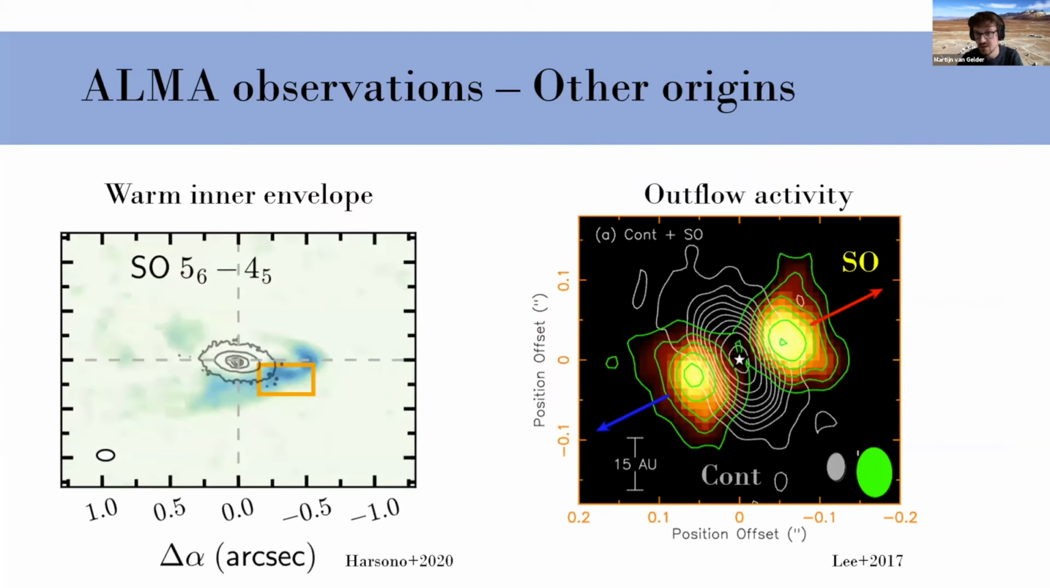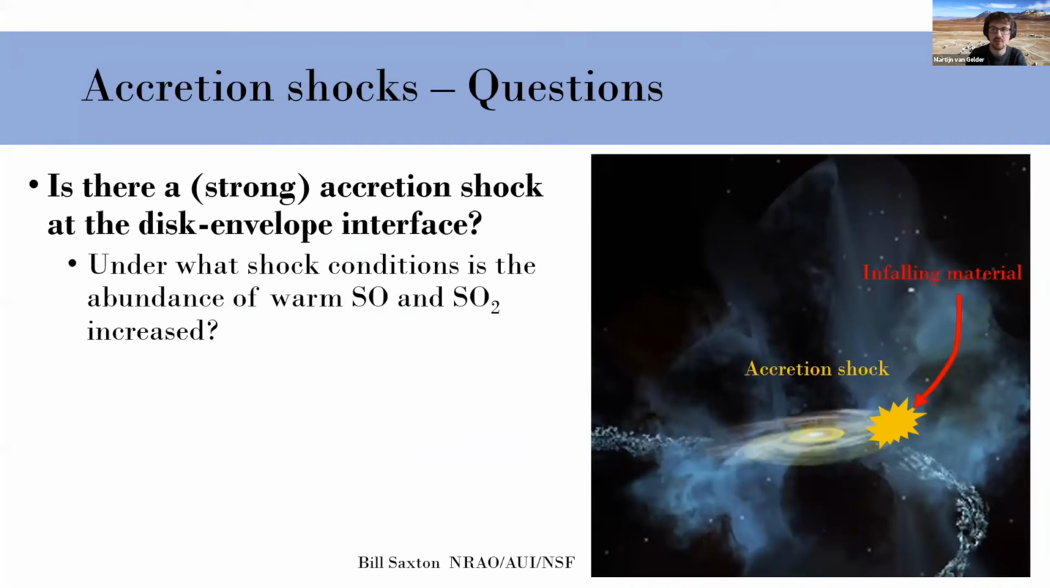However, there's a caveat there. Warm SO and SO2 emission is also seen in other places in protostellar systems. So, for example, on the left part, the authors saw that it was in the warm inner envelope, while it might also be located in the outflow directly, for both SO and SO2, seen in the right picture. So from this, we have to narrow down our question from whether there is a strong accretion shock at the disk envelope interface, to under what shock conditions the abundance of warm SO and SO2 in such shocks is increased. And to answer that question, we have to invoke modeling. So that's what I'll be talking about.